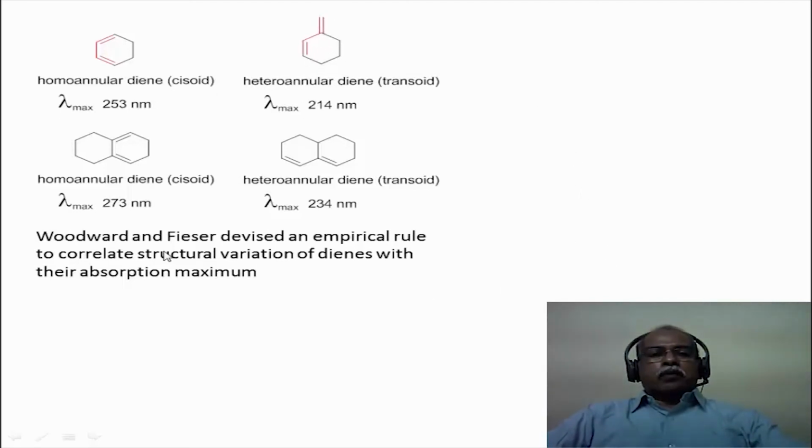In the Woodward-Fieser rule, one sets a basic value for the conjugated diene, which is the homoannular diene or the heteroannular diene, as the case may be. The homoannular diene, because it is fully conjugated, absorbs at a longer wavelength compared to a heteroannular diene, which is a transoid diene, which absorbs at a lower wavelength.